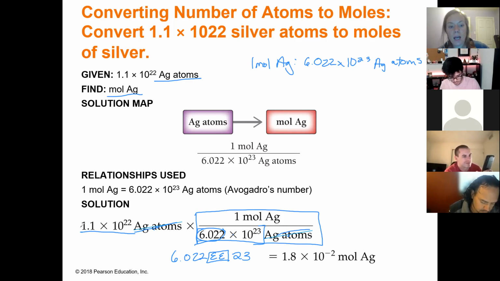So go ahead and give it a try. 1.1 times 10 to the 22nd, and we're going to divide it by Avogadro's number this time. And if you know how to save numbers in your calculator, you might want to save Avogadro's number in there because we use it quite often. So that's 1.1 times 10 to the 22nd divided by 6.022 times 10 to the 23rd. Don't get freaked out by this. This is just scientific notation for 0.018 moles of silver.